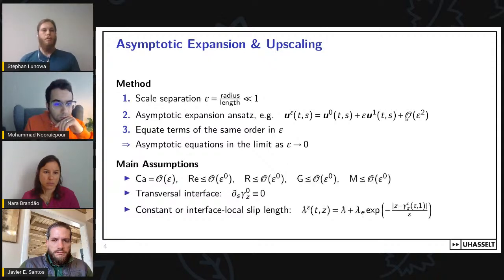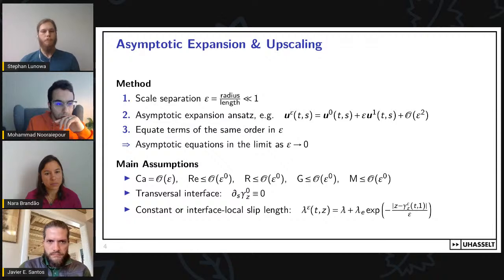Then for the main assumptions, just for completeness, the most important things are that the capillary number is very small, so you have a capillary effect actually at the interface, that there is a transversal interface, it's directly along the transversal, not somehow going through the whole pore. And as I said, either a global constant slip or you have some slip close to the interface, vanishing exponentially.